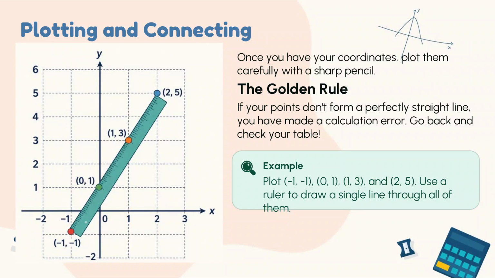Here is the golden rule. If your points do not form a straight line, something has gone wrong. Go back and check your table of values and your plotting.